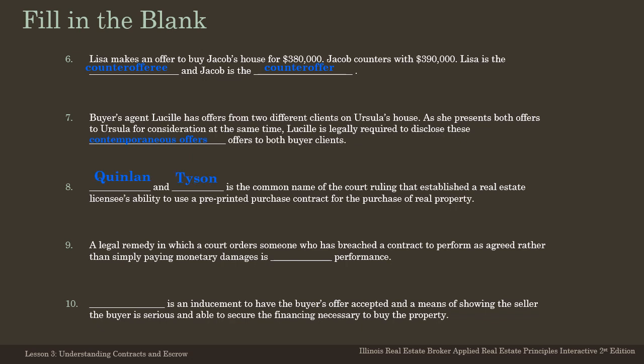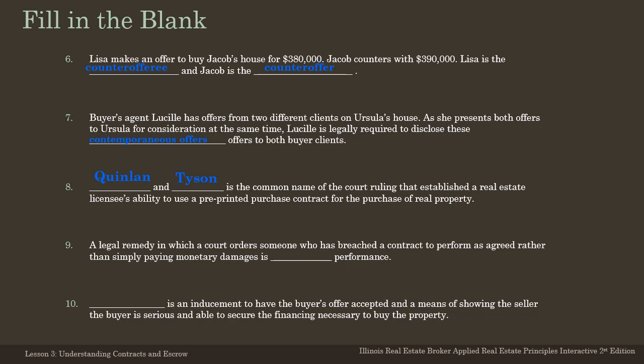8. Quinlan and Tyson is the common name of the court ruling that established a real estate licensee's ability to use a pre-printed purchase contract for the purchase of real estate. I don't think you have to know that. There's a long history to this I could give you, but it's probably not worth getting into. Basically, what we will say is Quinlan and Tyson was a real estate firm that was sued by the Chicago Bar Association for the illegal practice of law because they were drafting their own sales contract. Chicago Bar said, Quinlan and Tyson, you and all the other brokers in Illinois can't do that. That's the illegal practice of law.